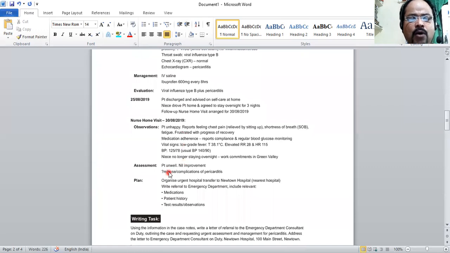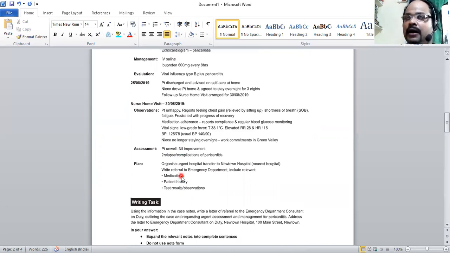Now we are suspecting either a relapse of the condition or the complications of pericarditis. This is what we have to inform the consultant. So what you are suspecting, since you are reporting the matter to the consultant, is either a relapse or some complications of pericarditis.